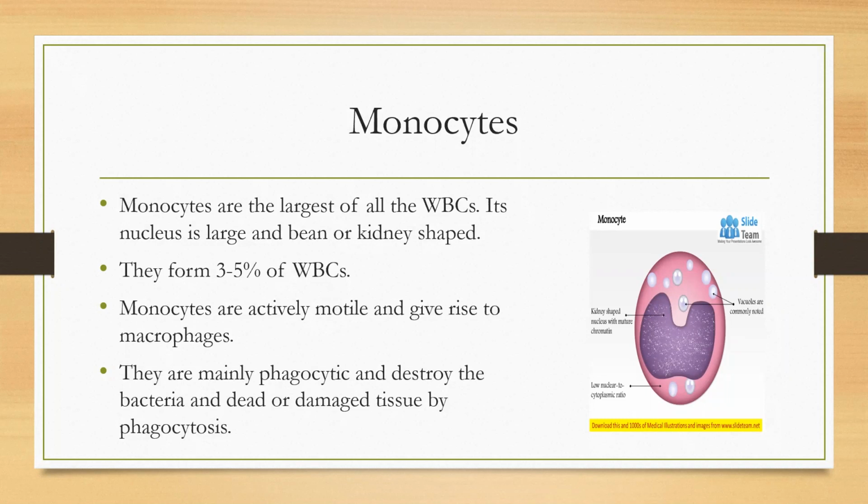So through phagocytosis, they are mainly phagocytic and destroy the bacteria and dead or damaged tissue. That means they eat the dead cells or engulf the dead and destroyed cells. So these were the types of WBCs. Let us revise again. WBCs consist of granulocytes and agranulocytes. In granulocytes, we studied neutrophil, basophil, and acidophil. And agranulocytes consist of lymphocytes and monocytes. Now these were about WBCs.